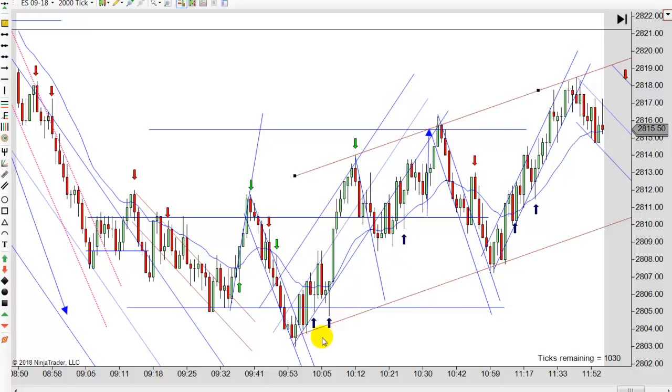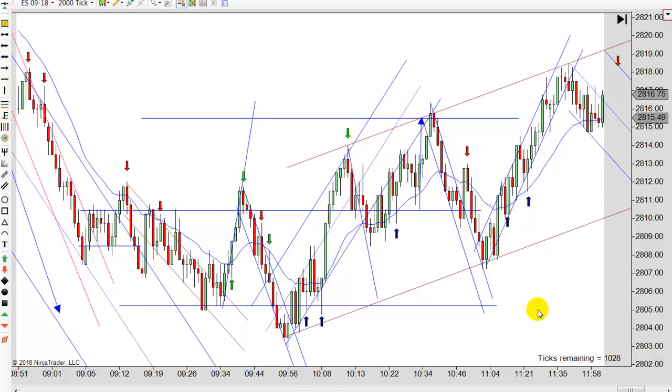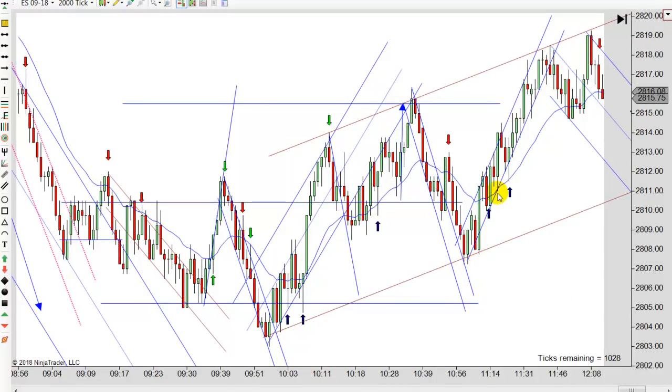Even if you didn't have this, you probably should have drawn this line and drug it down, and then you would have been prepared for this happening right here. I still wouldn't take those trades. I didn't mark them, but it would have at least put you in the ballpark. If you saw that, you might consider these.